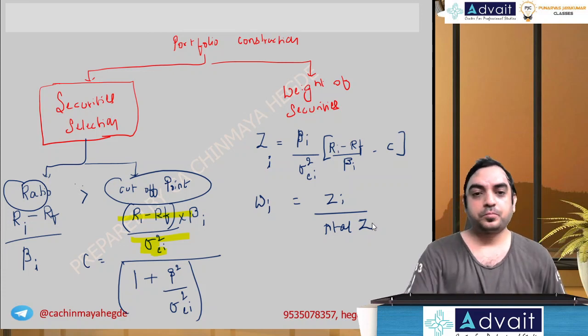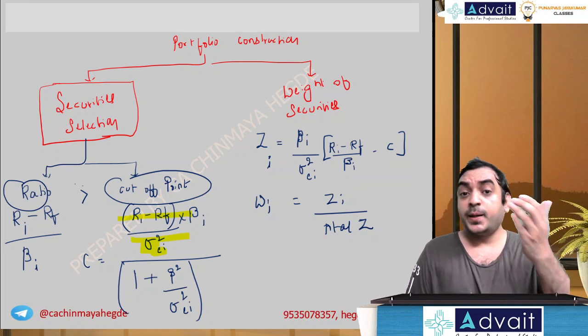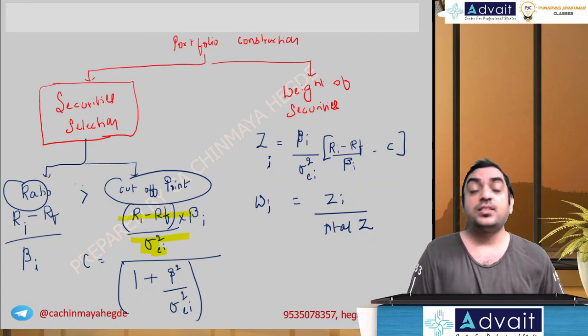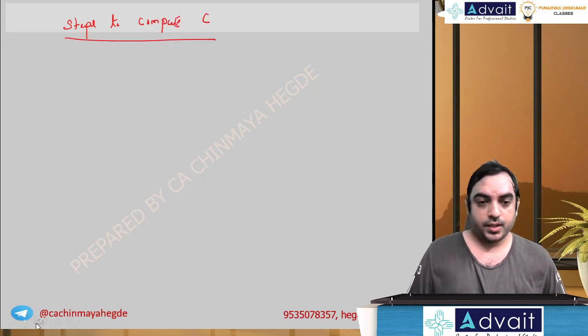Okay. Now, let's go for the cutoff point. Cutoff point C we have to calculate, but to calculate the numerator and denominator, it goes in certain steps. So for that, let us write down again the steps to compute the cutoff point. Okay, first, step 1 is to calculate the ratio.